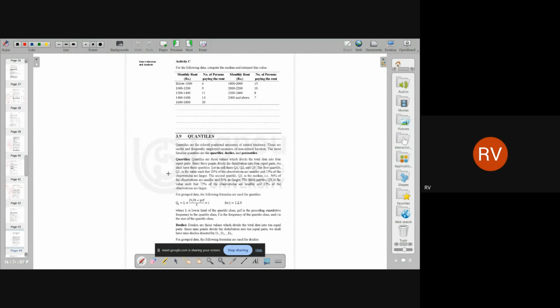The next topic is quantiles. Quantiles are also positional averages. The first positional average is the median, which we have already studied. The second quantile is quartiles, the third is deciles, and the fourth is percentiles. These are all positional averages.